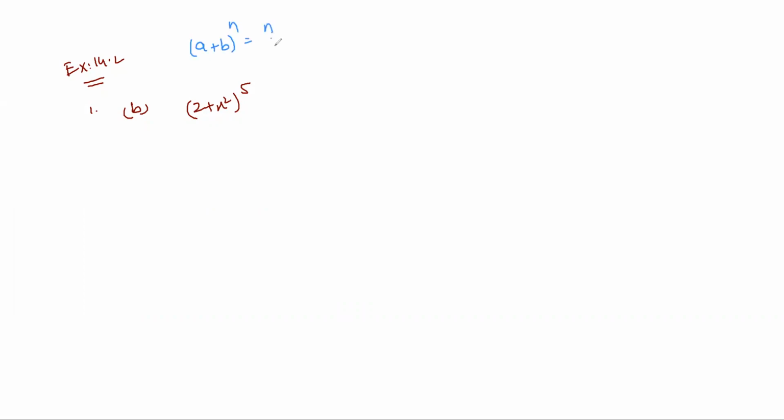This is nC0 aⁿ b⁰ plus nC1 aⁿ⁻¹ b plus nC2 aⁿ⁻² b² and so on. This is nCn a⁰ and this is bⁿ.